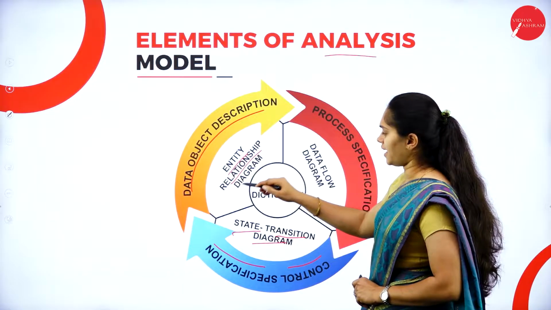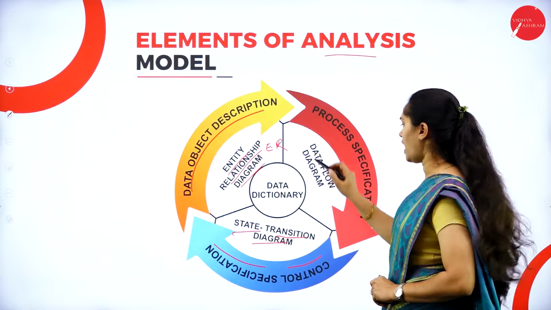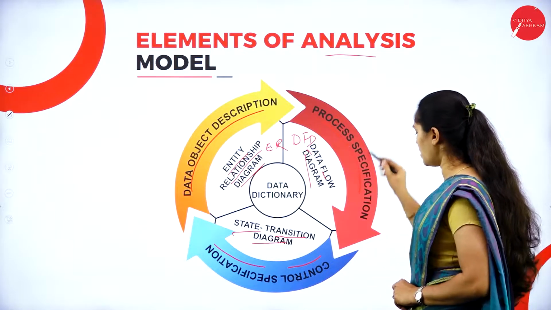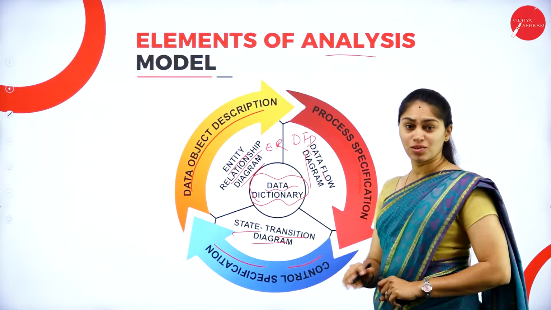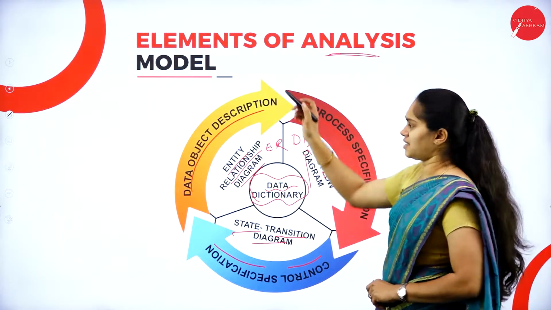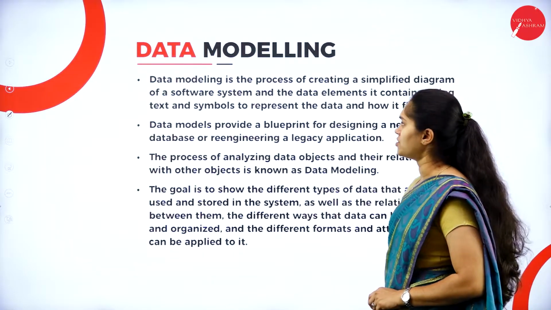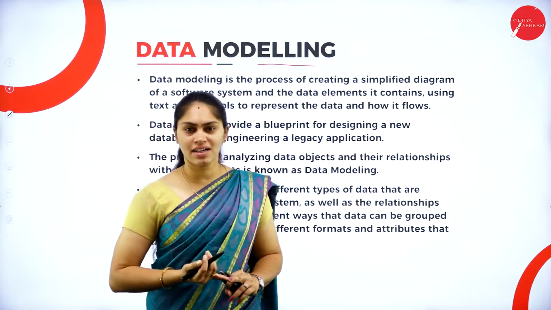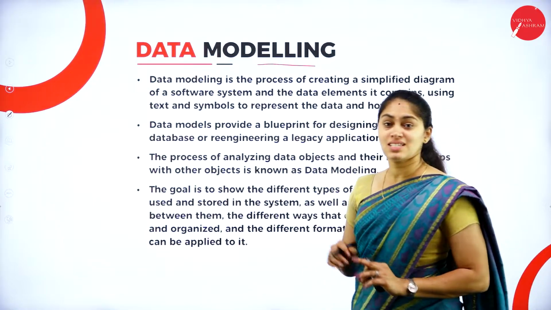So here the entity relationship diagram, in short, will be considered as what? ER diagram. And also we have a data flow diagram, in short DFD. And also we have a process specification, and importantly we have a data dictionary. So these are the components which we have in the analysis modeling. We'll see about each type of modeling now. So first we have data modeling. If you see your syllabus, you can see that we have data modeling, functional modeling, and also behavioral modeling. Then what about this data modeling?